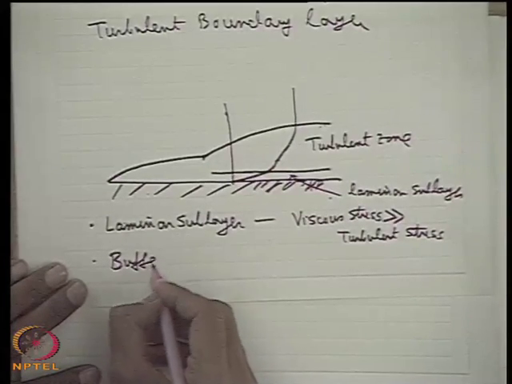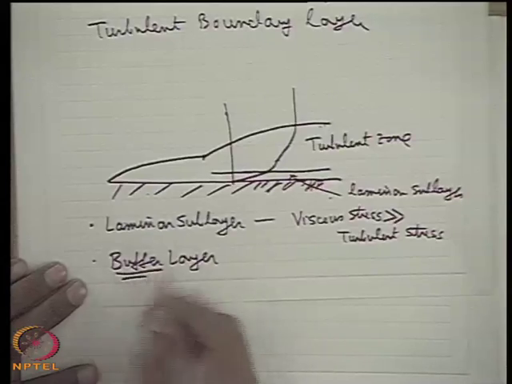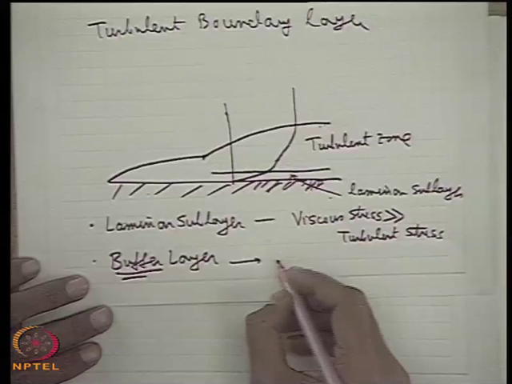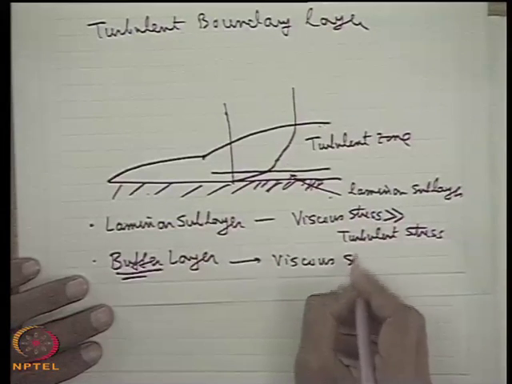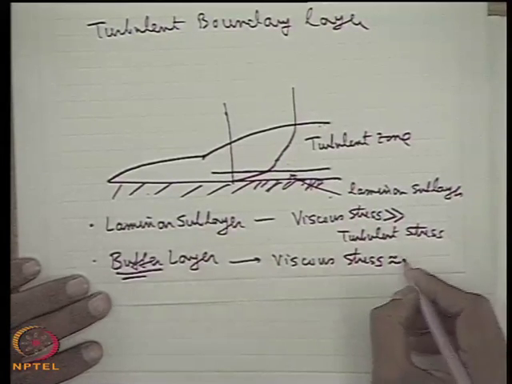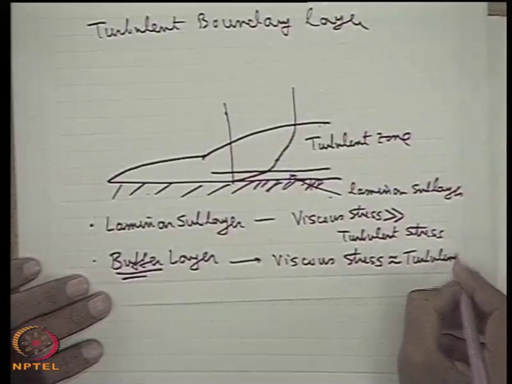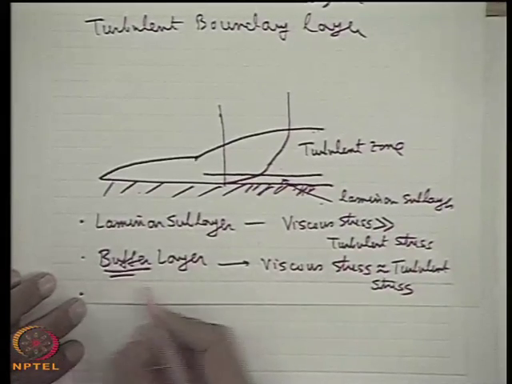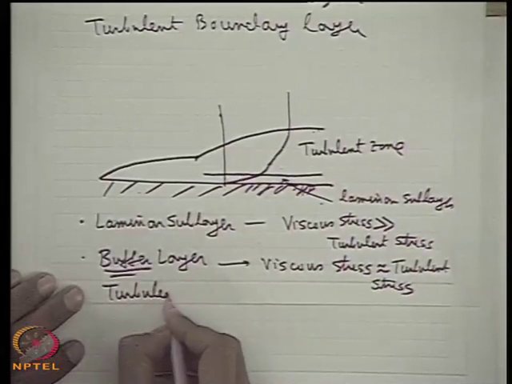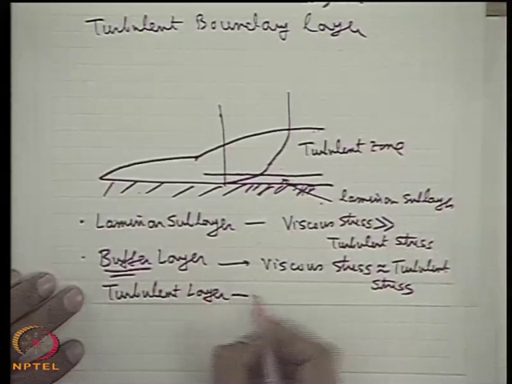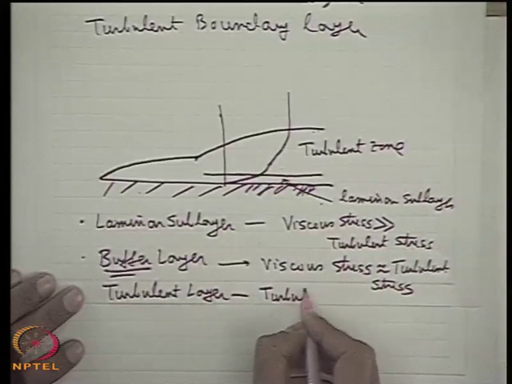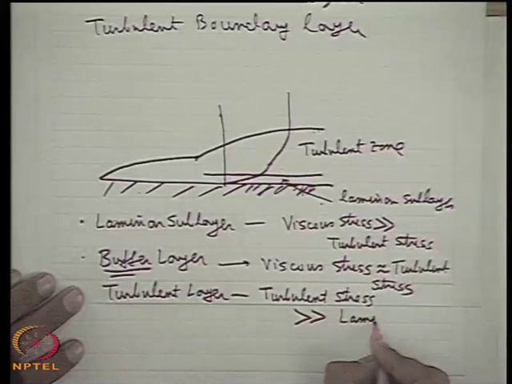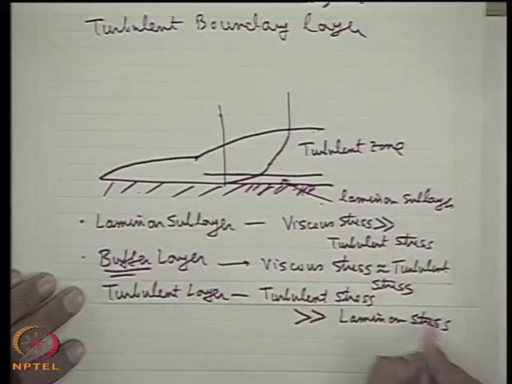Another layer is the buffer layer. The name itself means that it joins two layers, just after the laminar sublayer, where the viscous stress is almost of the same order of magnitude as the turbulent stress. And another one is the fully developed turbulent layer, or simply the turbulent layer, where turbulent stress is much greater than laminar stress. So one can neglect the laminar stress in solving the equations in that zone.